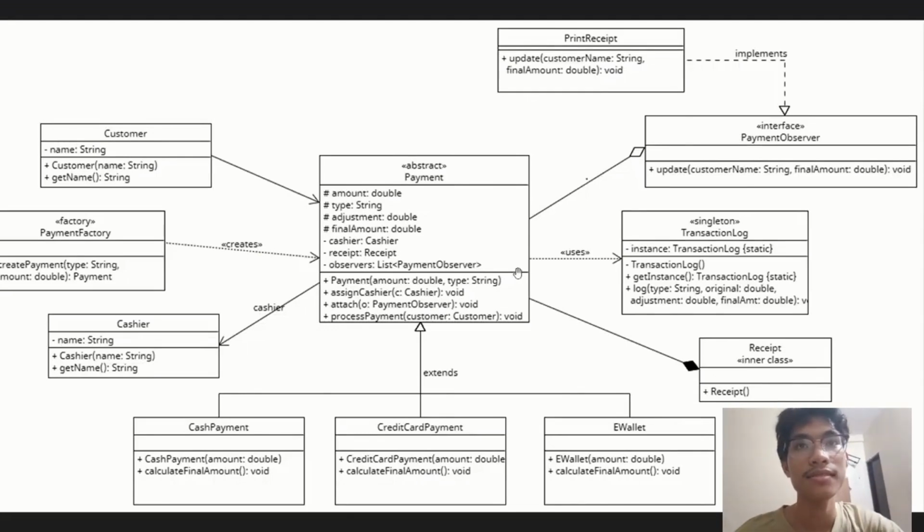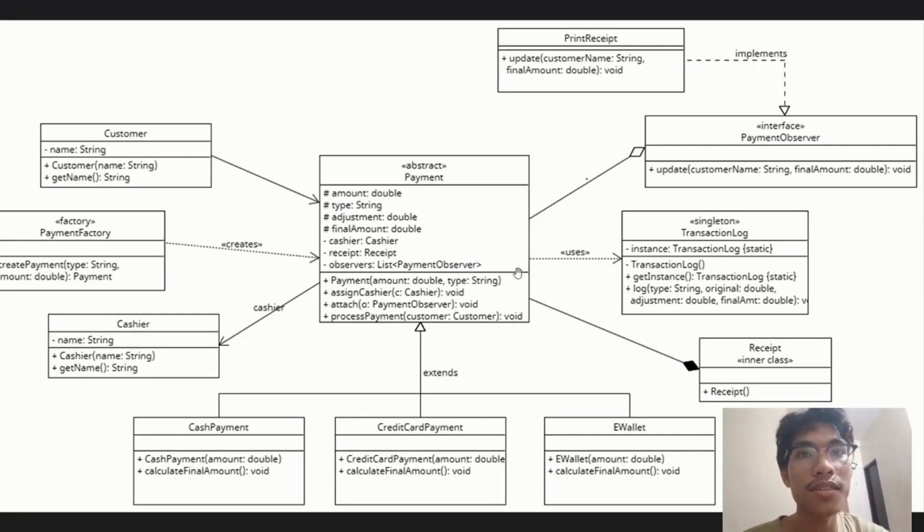The first class is the Payment. Payment is an abstract class that all the payment types inherit from. It holds the shared fields like amount, adjustment, and final amount. And it declares the calculate final amount method as abstract, forcing every subclass to provide its own computation logic.